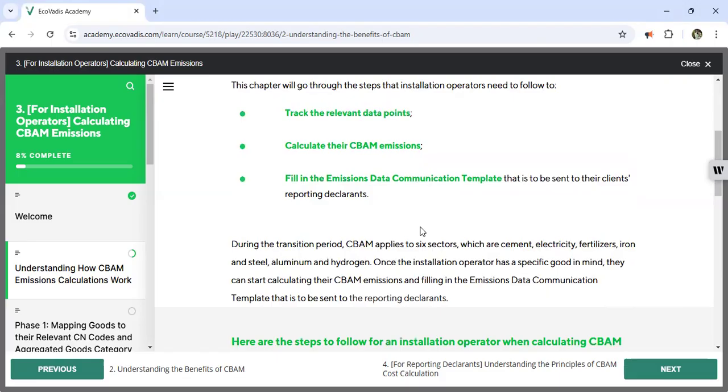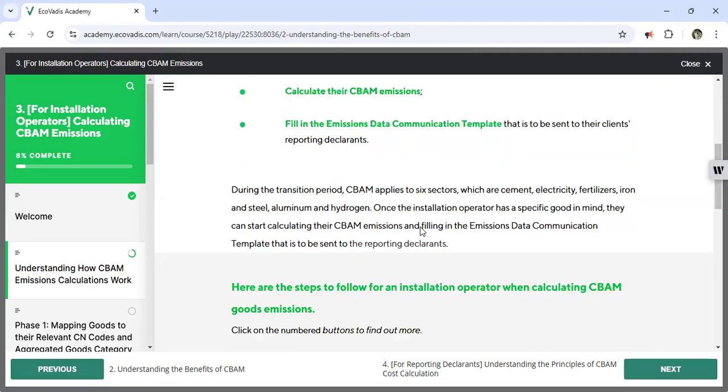During the transition period, CBAM applies to 6 sectors, which are cement, electricity, fertilizers, iron and steel, aluminum, and hydrogen. Once the installation operator has a specific good in mind, they can start calculating their CBAM emissions and filling in the emissions data communication template that is to be sent to the reporting declarants.